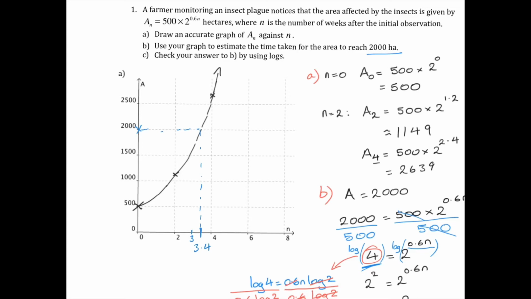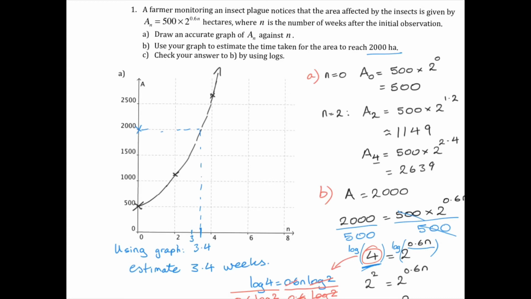Now, it's not surprising we don't get it exactly because it's just a rough graph and our grid wasn't the most accurate. So using my graph, I would estimate 3.4 weeks.